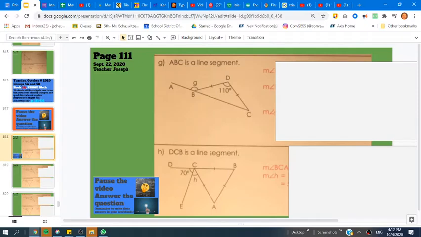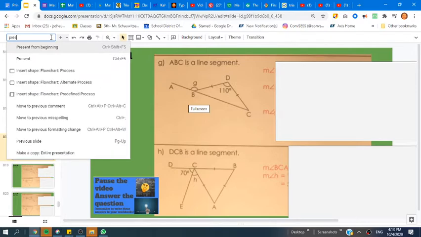Let's continue by going to page 111, and we're going to just review letter G. Okay, so today's date is October 5th. By the time you watch this, it's probably going to be October 6th. Okay, so let's actually jump right into this problem. If we know that ABC is a line segment, we need to find the measurement of a couple of different angles. So let's take a look at that.